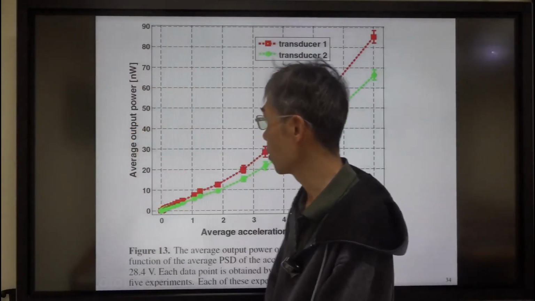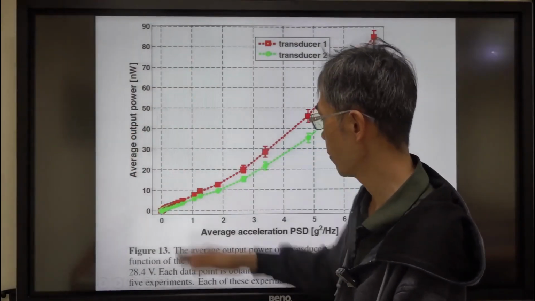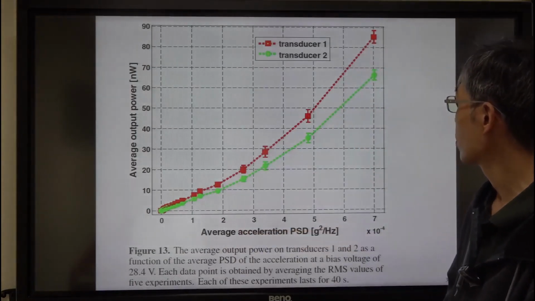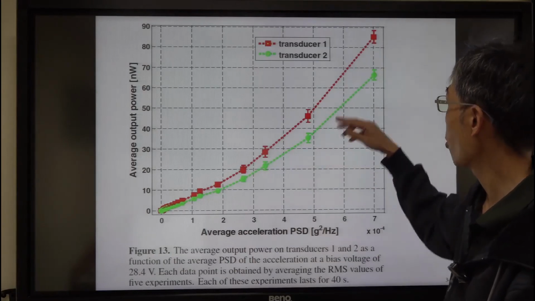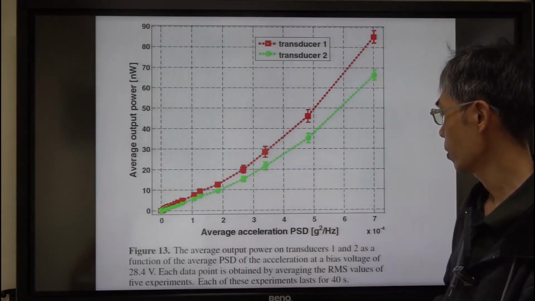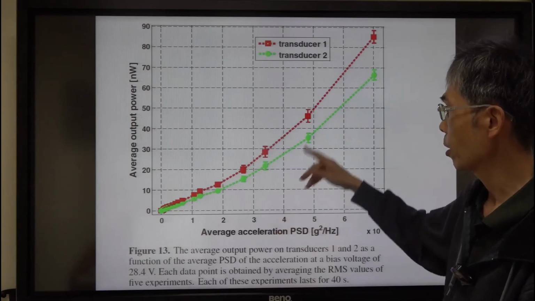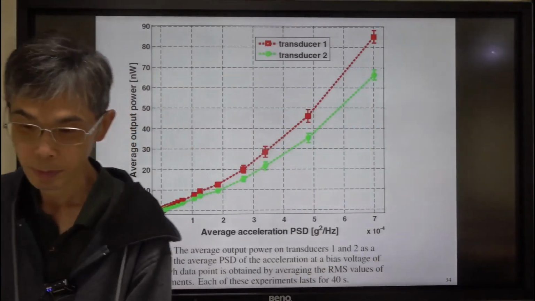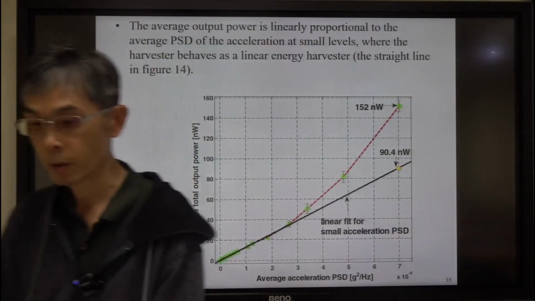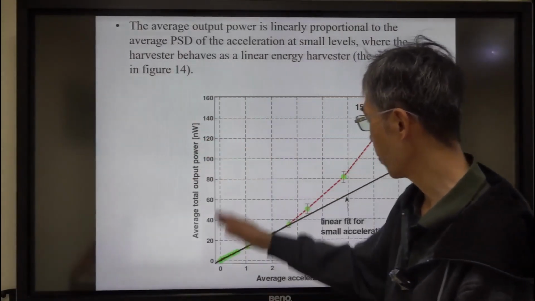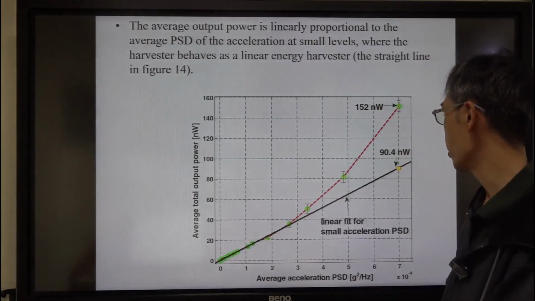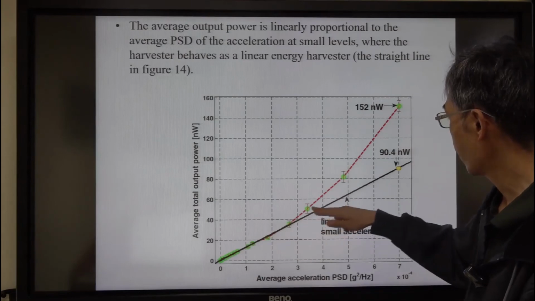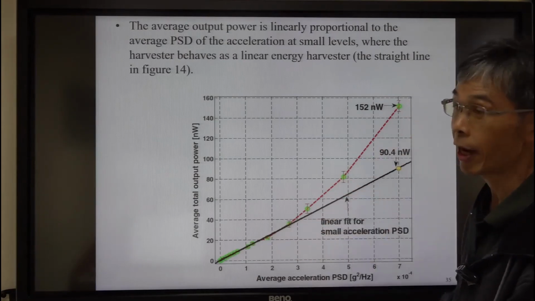Here is the figure for output power versus the acceleration level for transducer 1 and transducer 2. High acceleration, high output power. And for this output power versus the acceleration level, we have the testing result following the dashed red line.